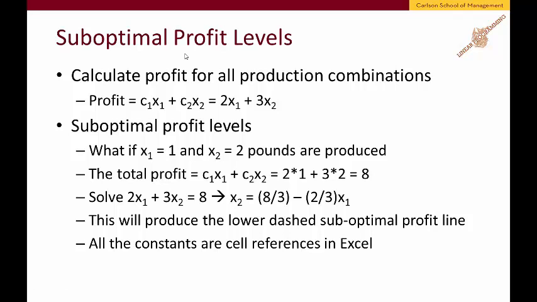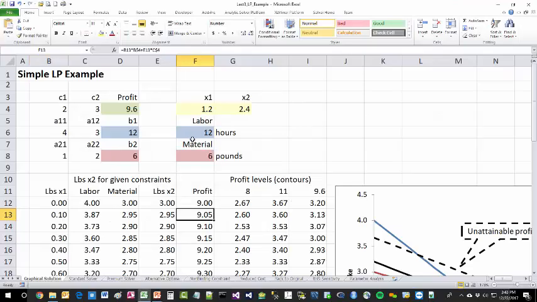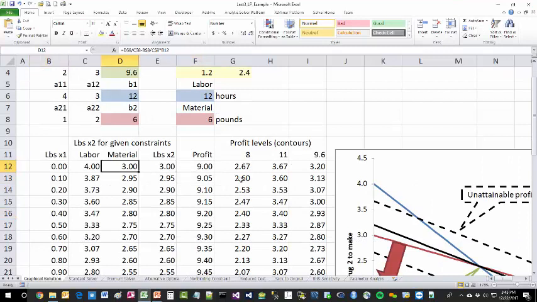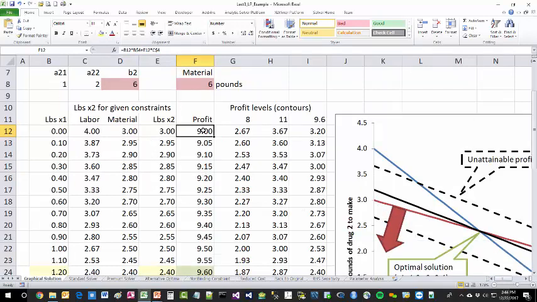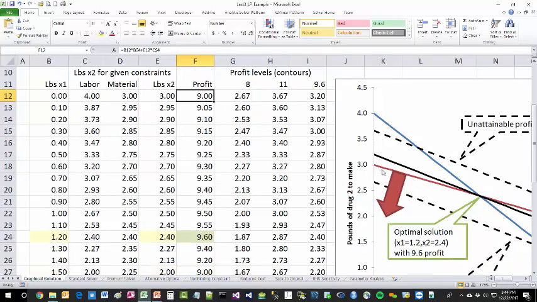For each combination of x1 and x2, when you follow the profit levels in that column from the top, that's the familiar (0, 3), the top left vertex with a profit of 9. We've talked about it in a previous video. You'll see how the profit increases as we slide down the material constraint towards the optimal vertex. It increases, increases, increases, and then it's the highest at the optimal vertex, (1.2, 2.4), and the profit is $9.60. Then it switches from sliding down the material constraint to sliding down the labor constraint.